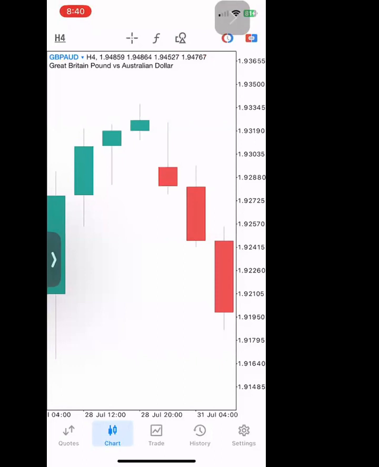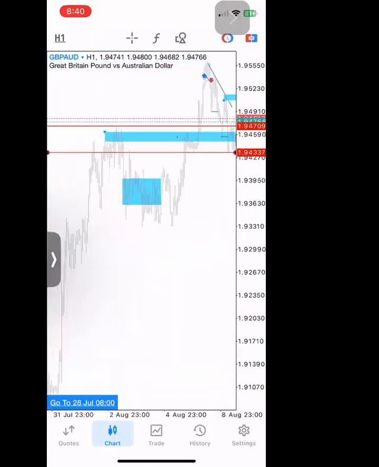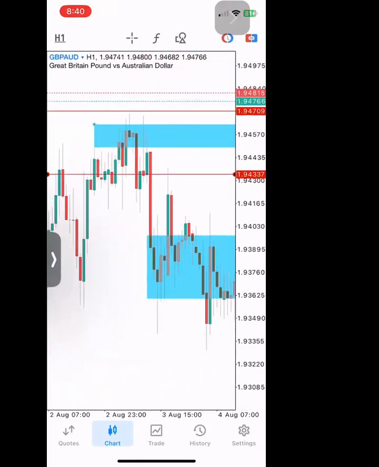Let me change from H4 to H1. Now I've changed from H4 to H1. So H1 means each candle represents 1 hour. I hope you guys are following. Do you understand to this point? If you understand, let me know in the chat. Just give me one in the chat. Are you clear with it? If you are clear, give me one in the chat box.